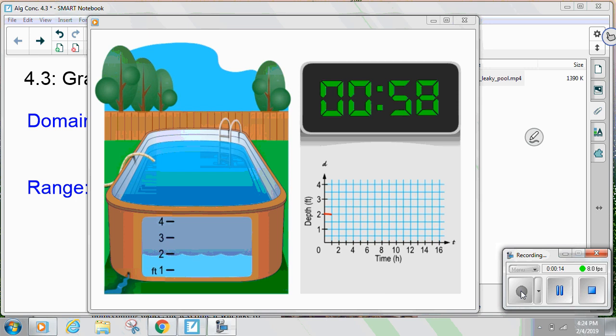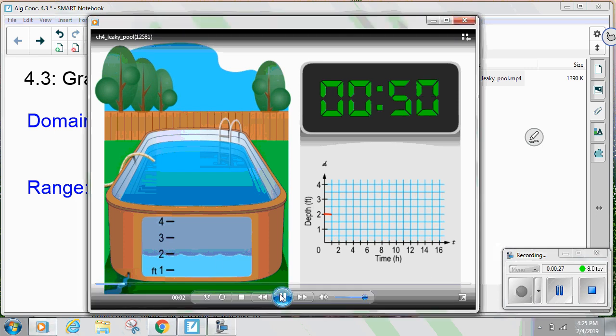So I'm going to play this video. This is just a quick video. I want you to see for yourself if you can figure out what's happening between the image, the pool on the left, and the graph on the right. All right, so play that, see if you can figure out what's happening.